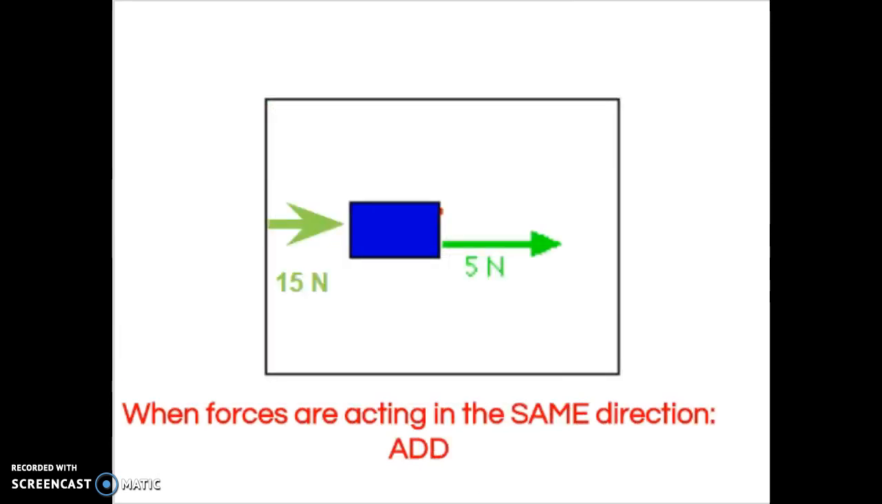Here we have forces that are acting in the same direction, so they're working together. So when you have forces that are acting in the same direction, you add them. So I have 15 newtons to the right and 5 newtons to the right. You add them up. 15 plus 5 is 20 newtons. This blue box would be moving 20 newtons to the right. This is considered unbalanced.